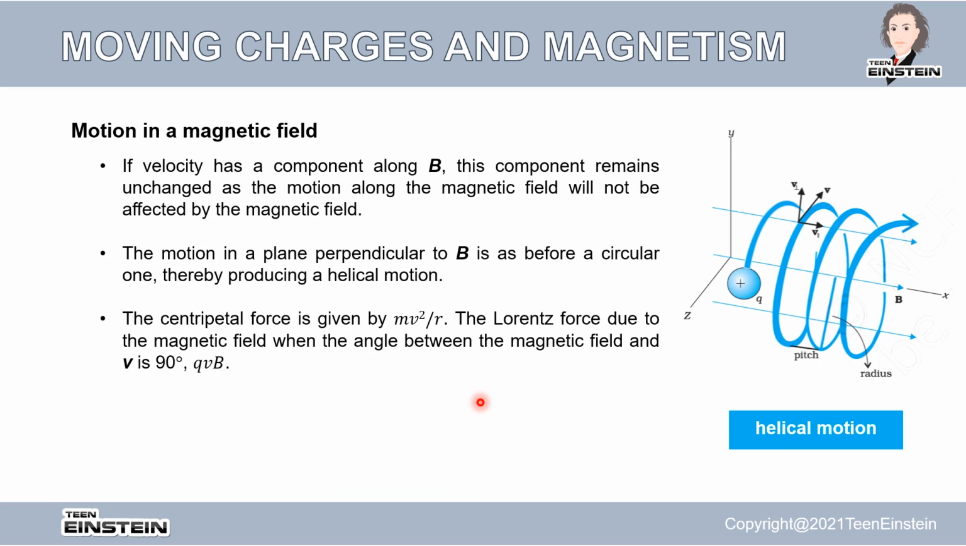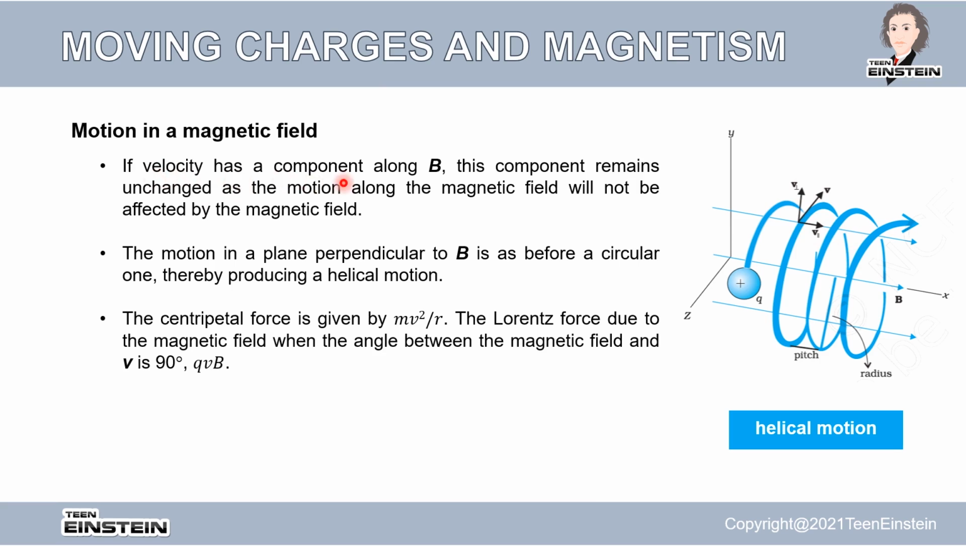What if we have both a magnetic field and an electric field? Then what happens? In this case, if there is an electric field, the velocity will be increasing in this direction. So we can say that the velocity has two components. One is perpendicular to the field, one is parallel to the field. Then what happens? We will see.